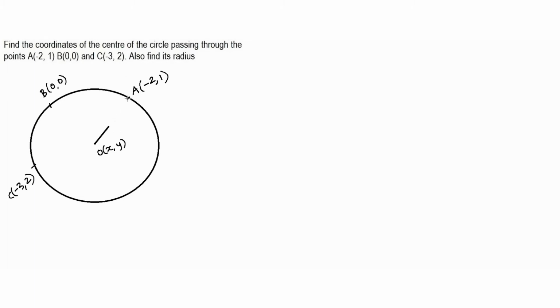So again, I can use the same principle as I used earlier, right? I know that the three radii are going to be equal. So again, I need two equations. So first, let me equate OA with OB, and then let me equate OB with OC, and that should give me the two equations. So let me now find OA.